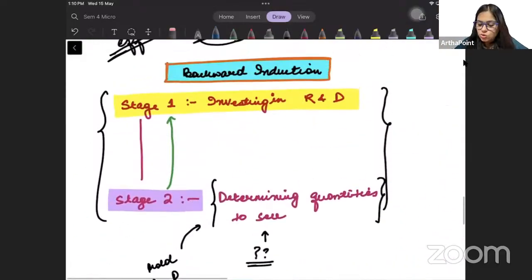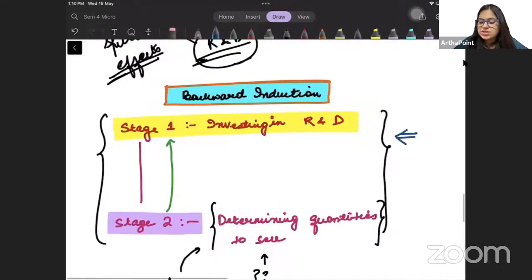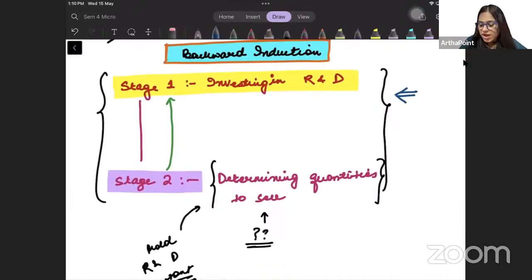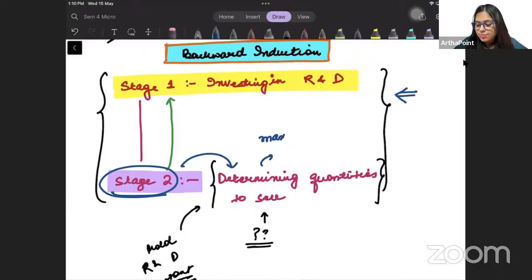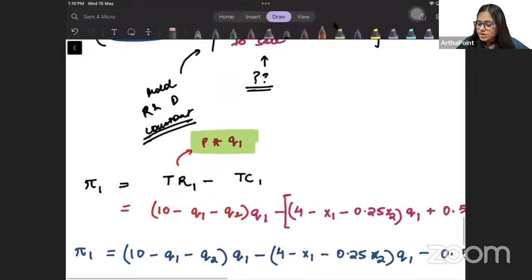Look, in this backward induction process, we have to move in reverse. So I need to do stage 2 first, meaning I need to determine the quantity. So I need to maximize the profit of the firm with respect to the quantities, because I have to determine the quantity. Whatever I have to determine, I can differentiate with respect to that only. I must not differentiate with respect to anything else, right? So let me do that, beta.